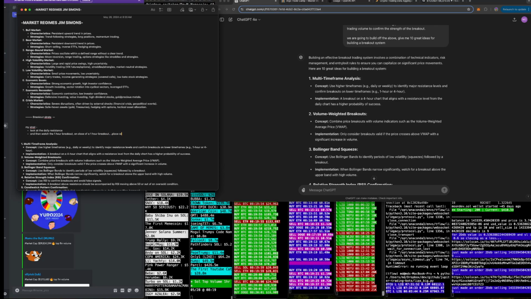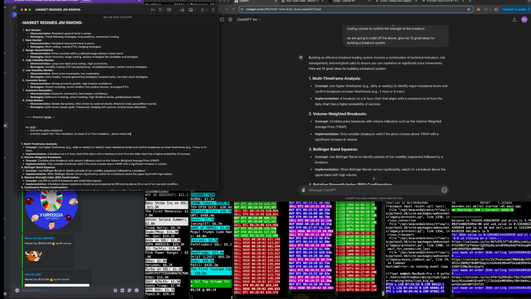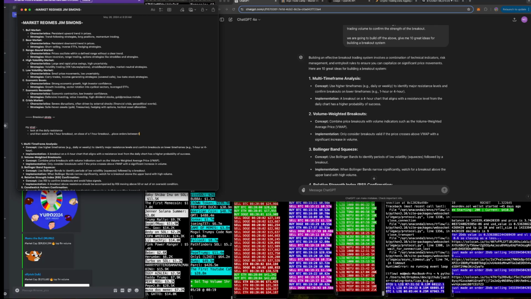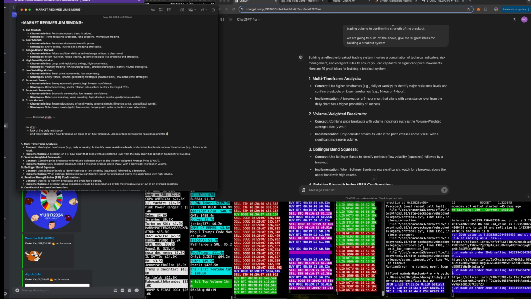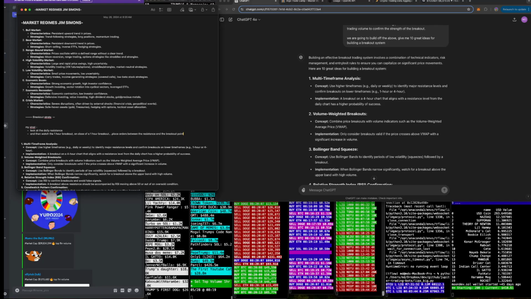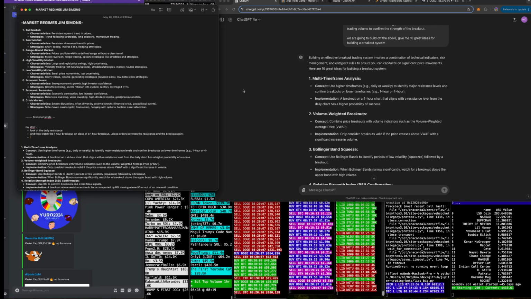Place orders between the resistance and the breakout point. Just going to do a little baby to get started. Make sure everything's connected. We're all good live.